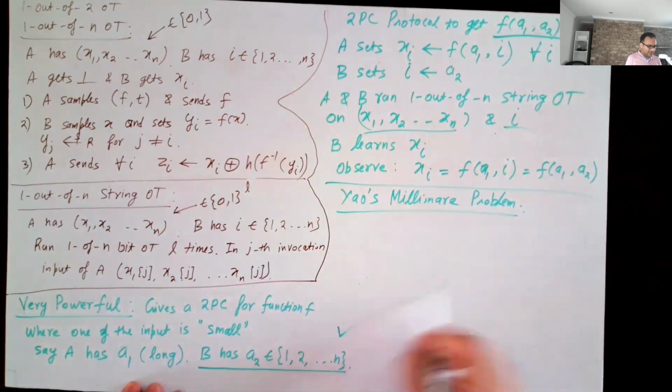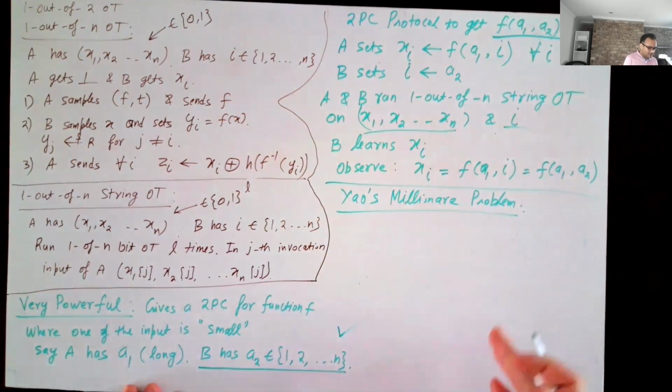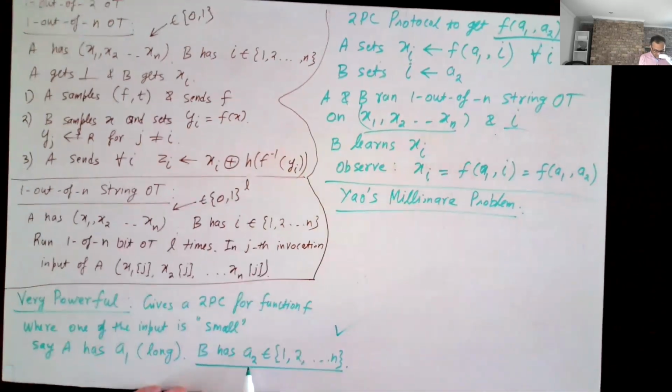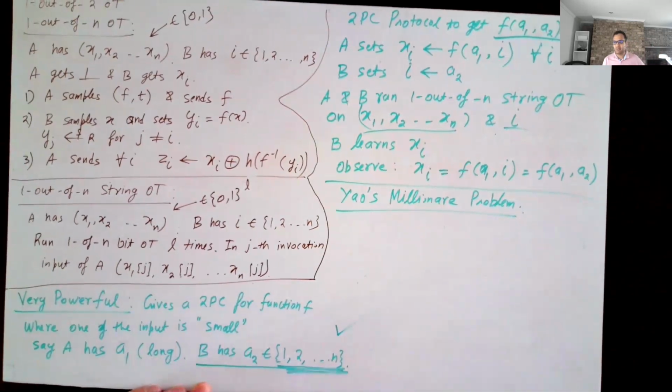Okay, so we have secure two-party computation for the case where at least one of the inputs is small. Here I considered the possibility where the input is from this list, but you can take any polynomial size list.